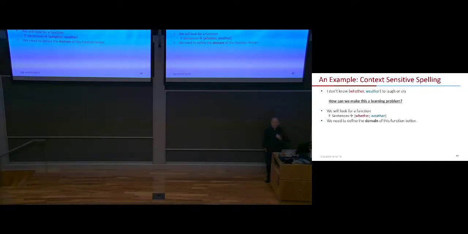Now, just saying F maps sentences to weather is meaningless. I really need to define the domain of the function in a concrete way so that I can do something. Suggestions. What would the domain of the function be? Domain here is a technical word. The domain of a function. What are the options that you can think of?